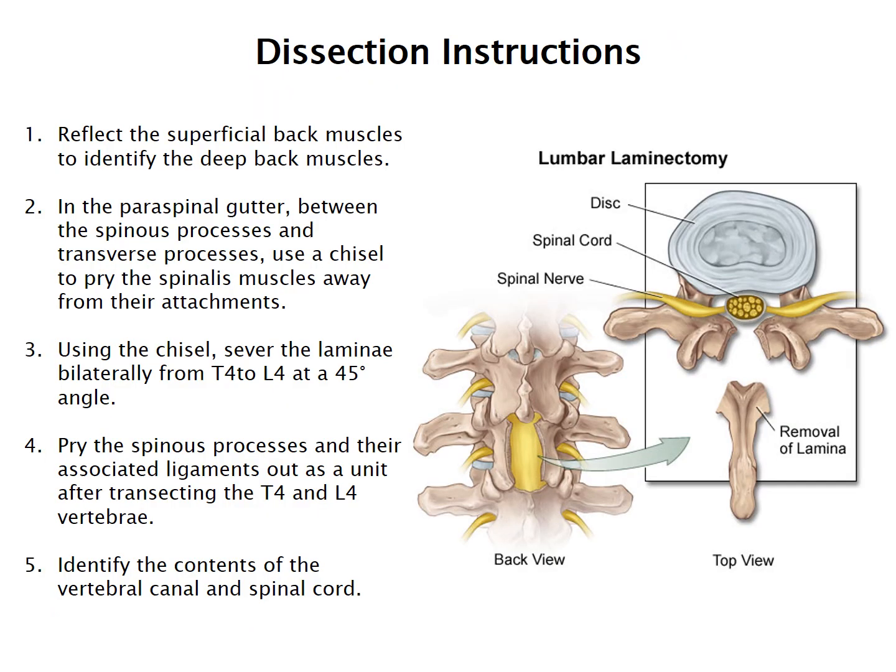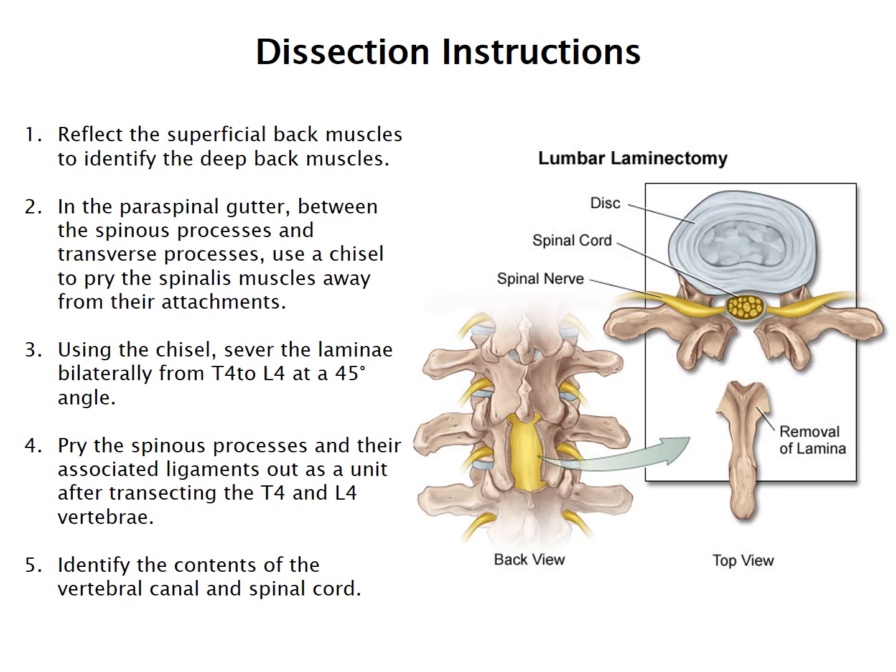In the lab associated with this video, you'll be performing a laminectomy in order to visualize the spinal cord. Here are the dissection instructions to help guide you through this process. You're first going to reflect the superficial back muscles in order to identify the deep back muscles. Once that's done, you can then begin to prepare for the laminectomy. First, let me point out the area of the paraspinal gutter. The paraspinal gutter is the area between the spinous processes and the transverse processes. It's within this gutter where you're going to make your cuts for the laminectomy.